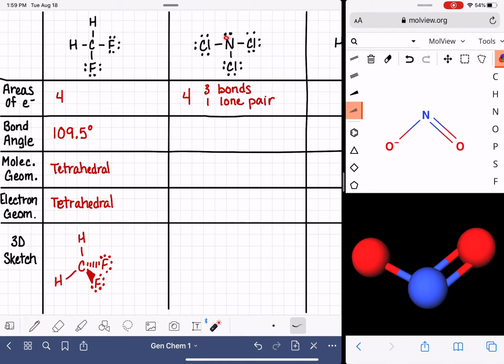The lone pair on this nitrogen has the same sort of effect on the bonds in this molecule as we saw in the last example. Anytime we have a lone pair, that lone pair is always going to be pushing down on our bonds, causing our bonds to shrink up a little bit, and our bond angle is going to be something less than 109.5 degrees. The electron geometry, remember, does not take into consideration whether our areas of electrons are bonds or lone pairs. So whenever we have 4 areas of electrons, regardless of if they are bonds or lone pairs, we always have tetrahedral electron geometry. Let's take a look at how this molecule appears in 3 dimensions.